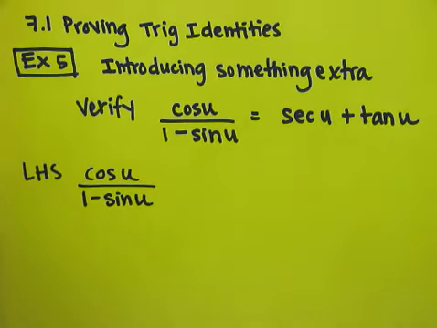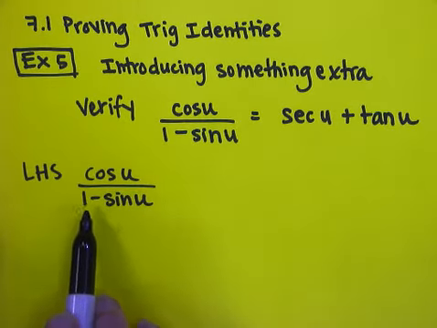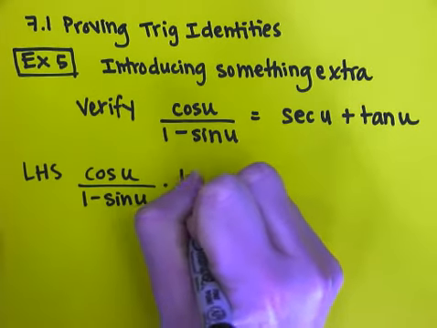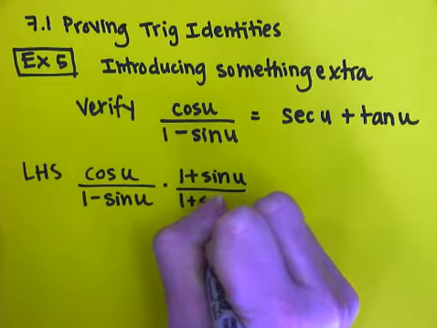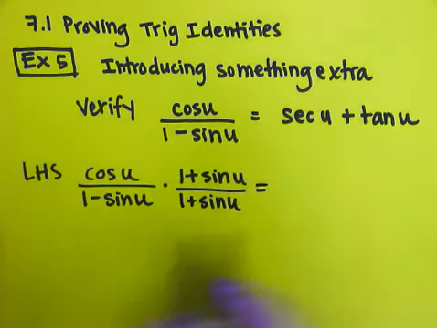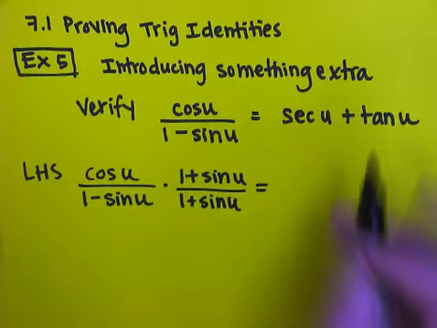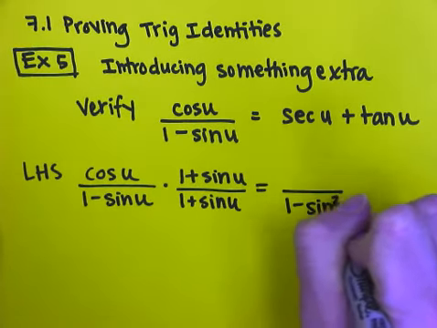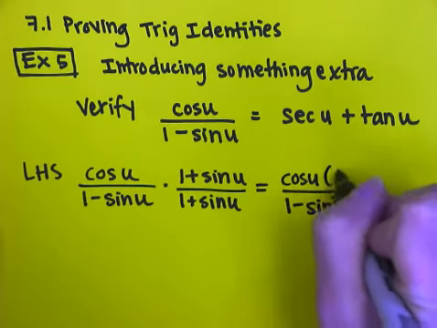Now, a trick that's used often is to use difference of squares. So if I see 1 minus sine u, that's a hint that I should multiply top and bottom by 1 plus sine u. Because when I FOIL or distribute the bottom, 1 minus sine u times 1 plus sine u is a difference of squares: 1 minus sine squared u. On top, I have cosine u times 1 plus sine u.